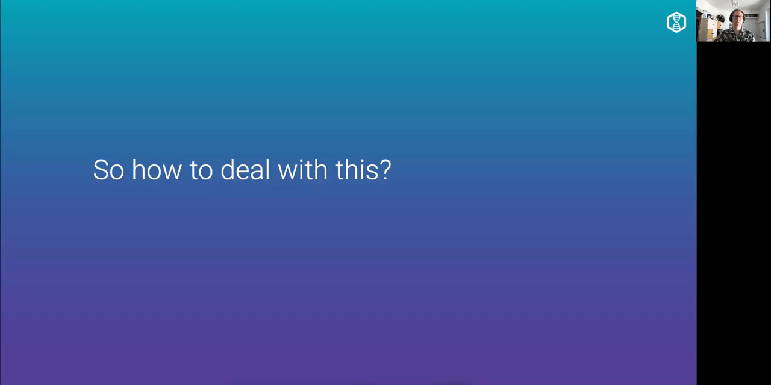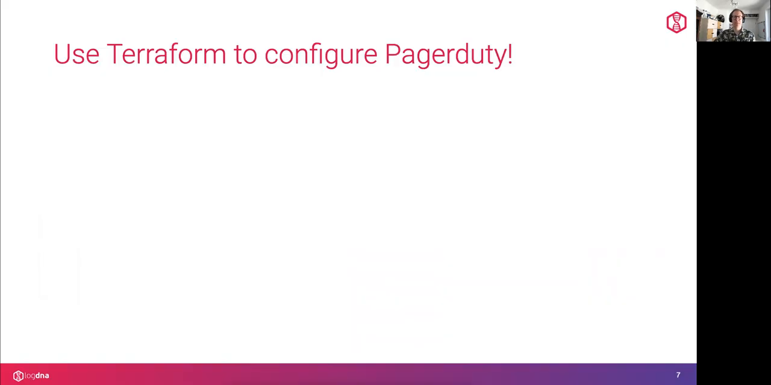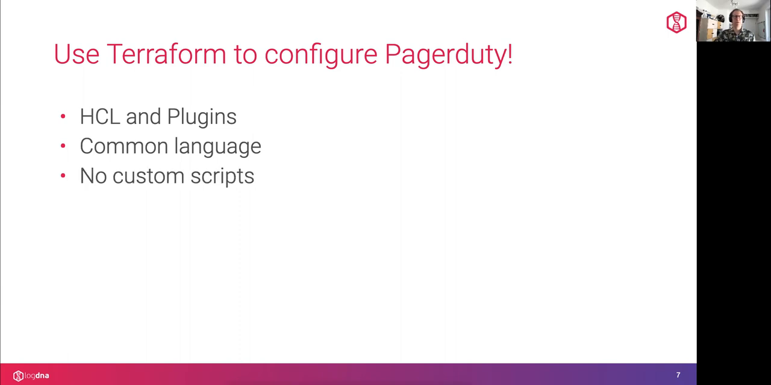So how to deal with this? We decided to use Terraform. If you don't know what Terraform is, it's a tool for declaring in code how your cloud resources should look like. You write in a declarative language called HashiCorp Configuration Language, HCL, and there are providers, more or less plugins, for almost everything, including PagerDuty. With Terraform, we can use the same language to describe our cloud infrastructure and all the other services that we use around this infrastructure, such as PagerDuty. It also removes the need to write any custom scripts that will very quickly turn into technical debt as soon as you press save in your editor.